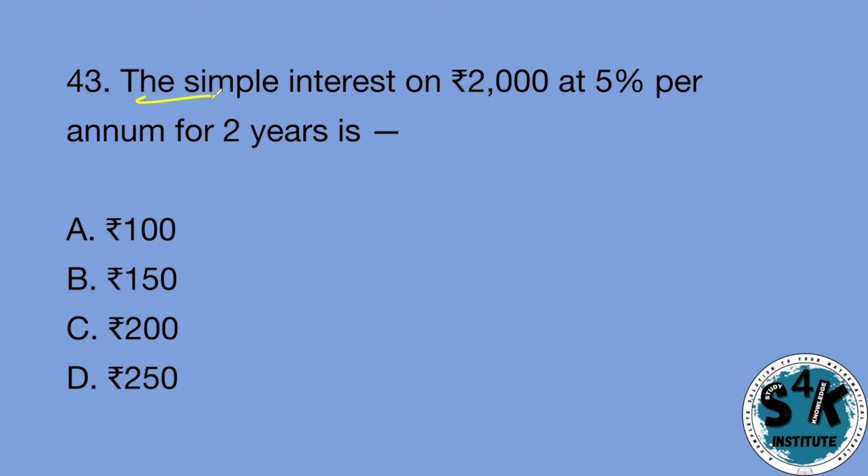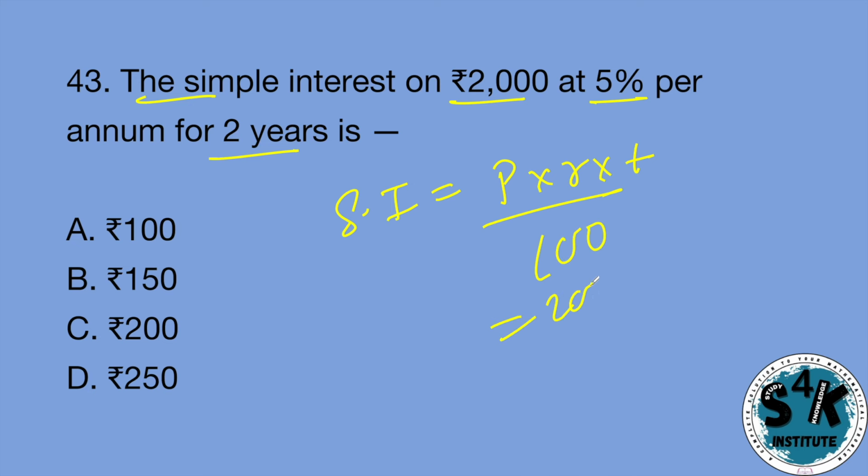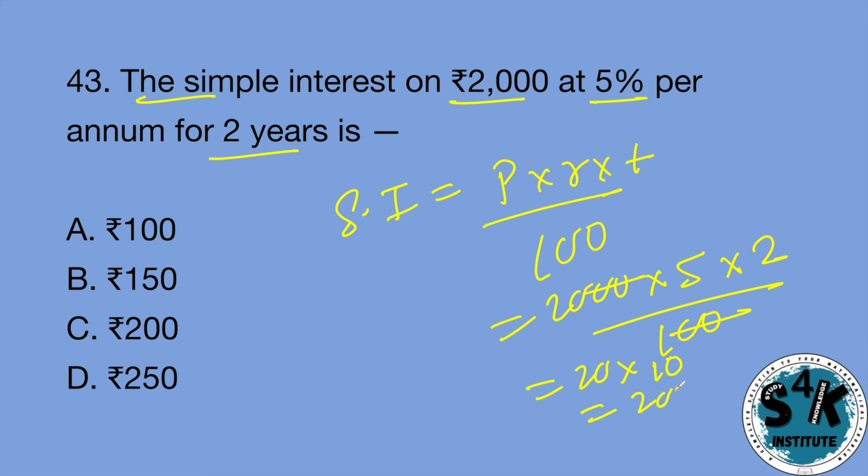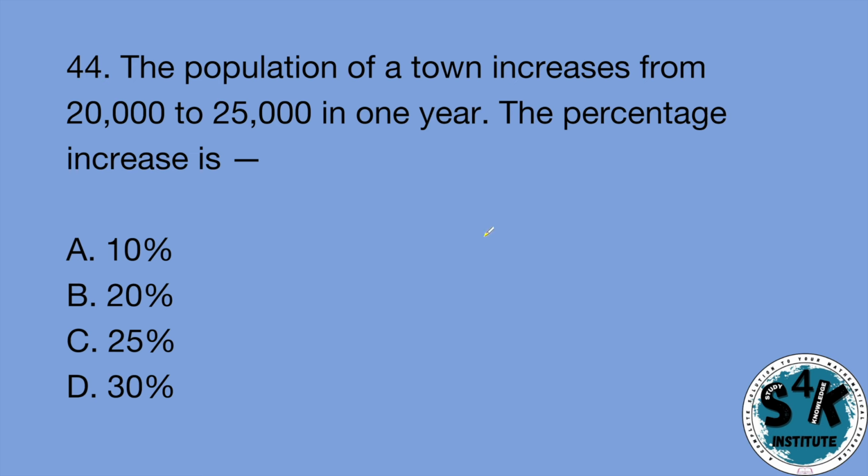Next question, simple interest on 2000 at 5% per annum for 2 years. So simple interest formula is P into R into T over 100. Principal amount is how much? 2000. Rate is 5. Time is 2, divided by 100. 20 cancel. 5 into 2 is 10. So it becomes 200. So simple interest on the given principal amount at the rate of 5% for 2 years is 200. Let's move to the next question.